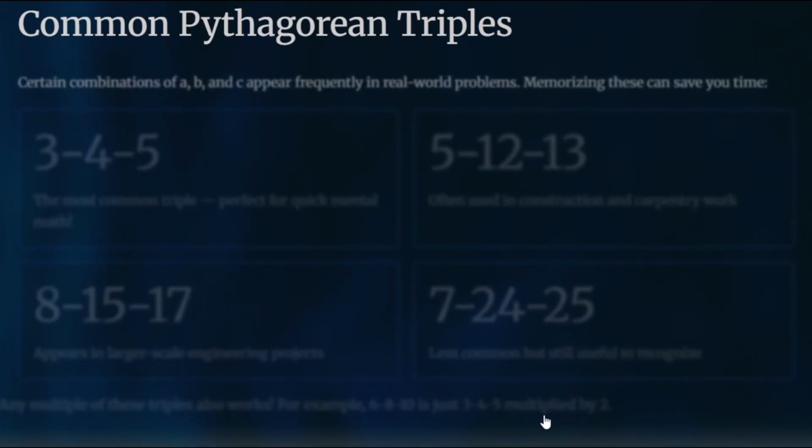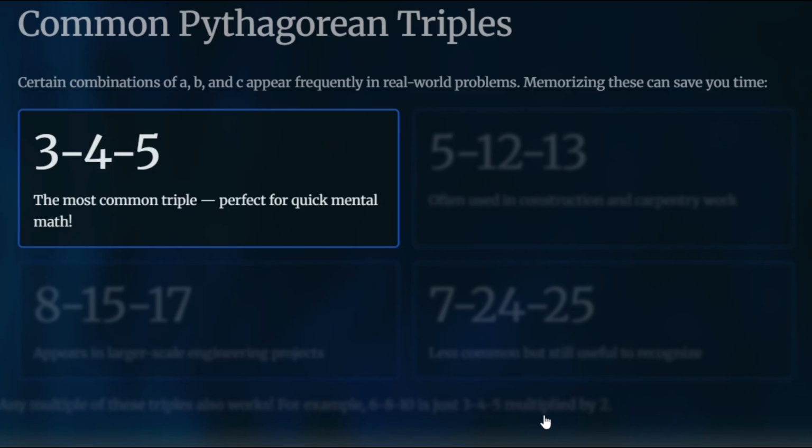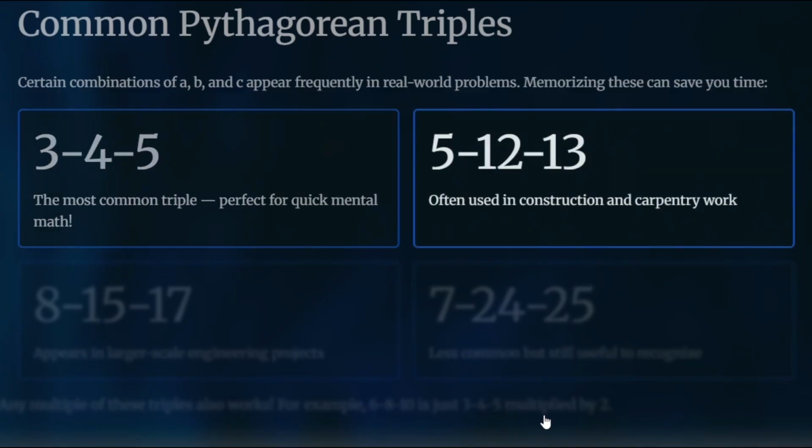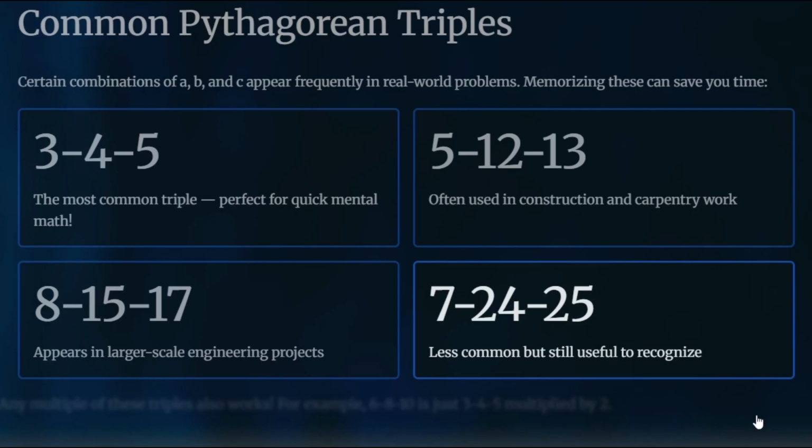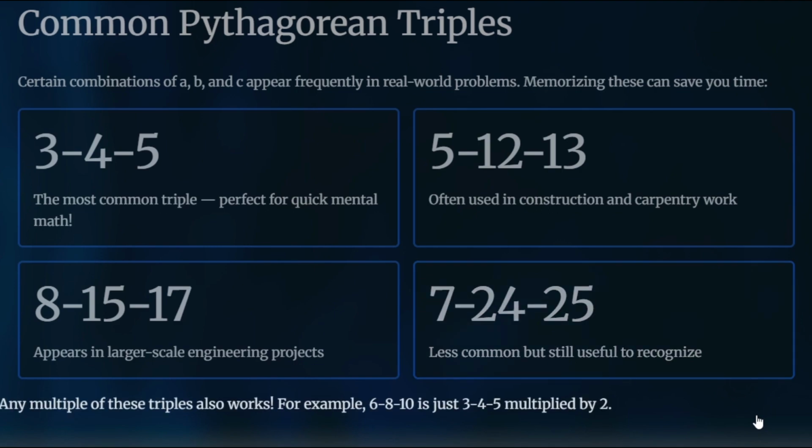Here are some common Pythagorean triples. Certain combinations of A, B, and C appear frequently in real-life problems. 3, 4, 5 is the most common. It's perfect for quick mental math. 5, 12, 13 is often used in construction and carpentry work. 8, 15, 17 appears in larger scale engineering projects. And 7, 24, 25 is less common but still useful to recognize. Also, any multiples of these triples also work. For example, 6, 8, 10 is just 3, 4, 5 multiplied by 2.